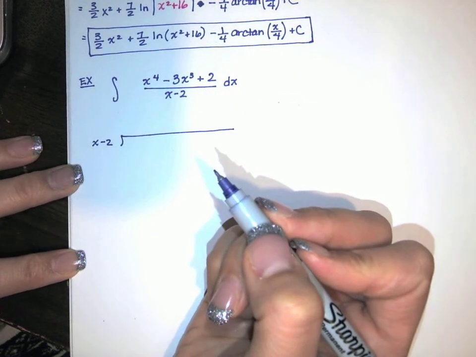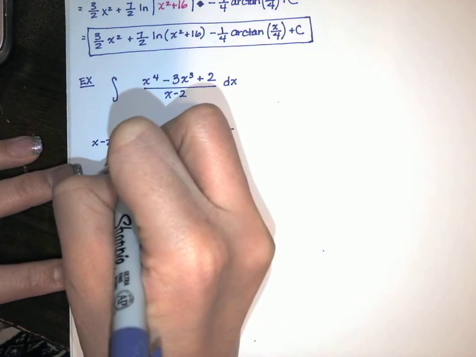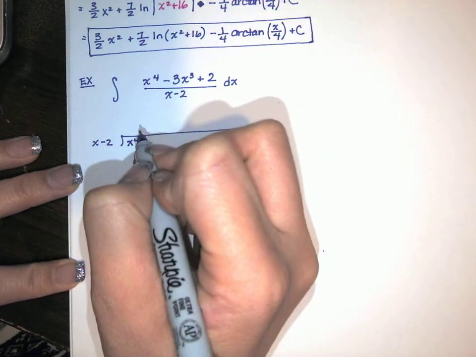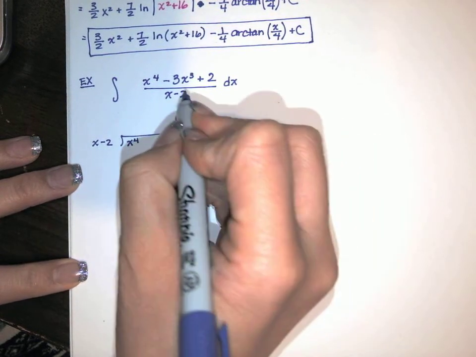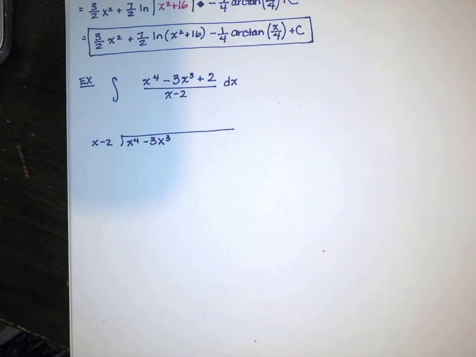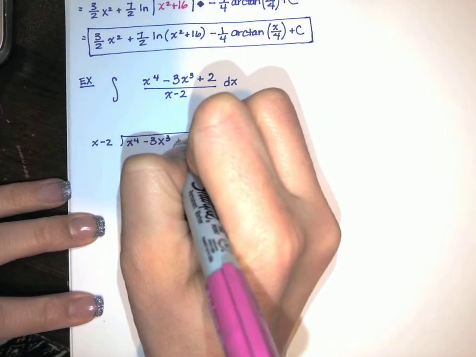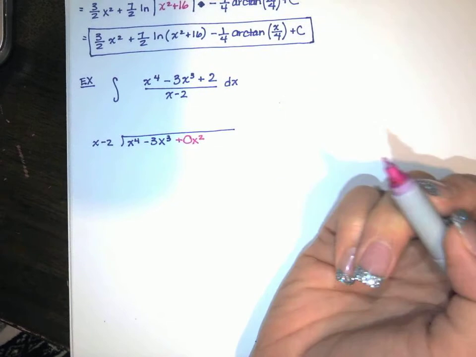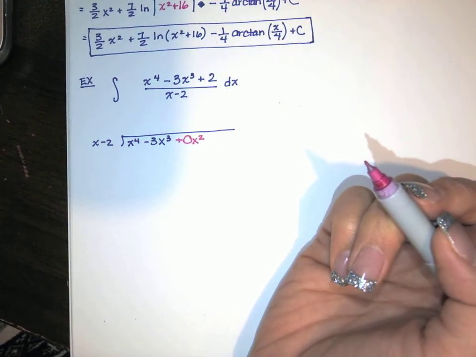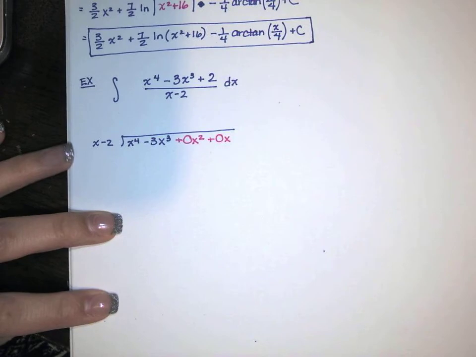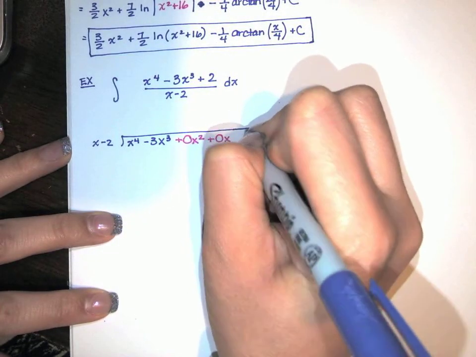And then under this division bar, I'll have x to the 4th, and I want all of the powers of x starting with the 4th power. The next thing I need is a cubic term. So I've got negative 3x cubed. The one after that is an x squared term. So we'll have a 0x squared, because there's no x squared term up there. The next term after that should be an x term. That's 0x. And then the last thing should be a positive 2.